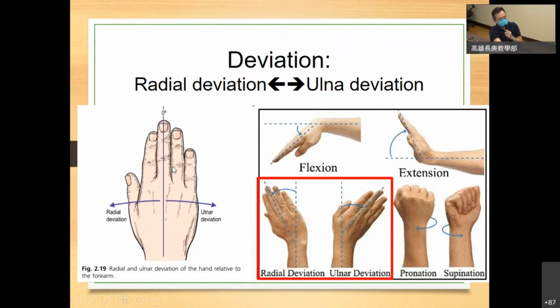Because in our forearm there are two bones. The outside, the lateral side, is the ulnar bone. The medial side is the radial bone. So if we move our hand close to the side of the radial bone, it means radial deviation. And if we move our hand laterally, that means ulnar deviation. So these two words are usually used for hand movement on the plane.